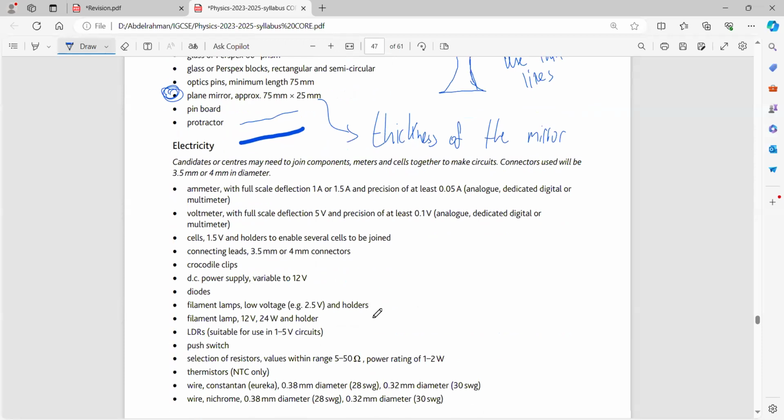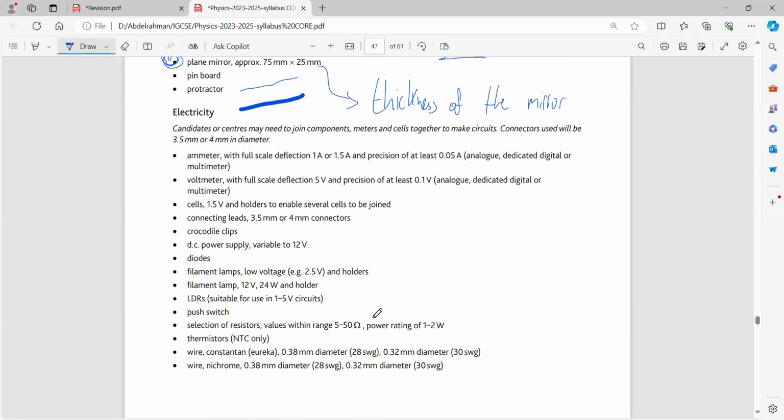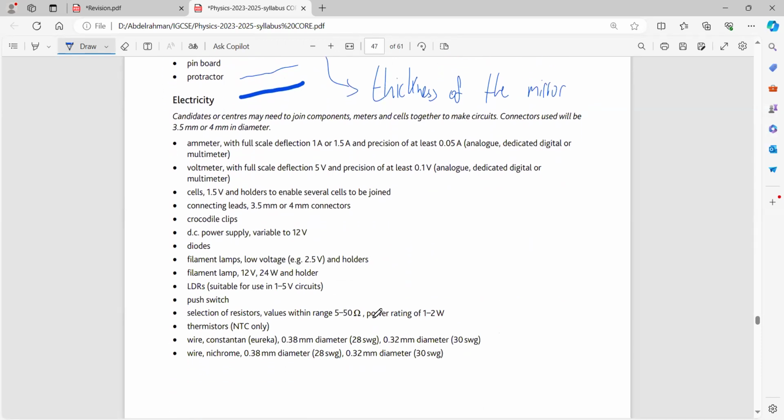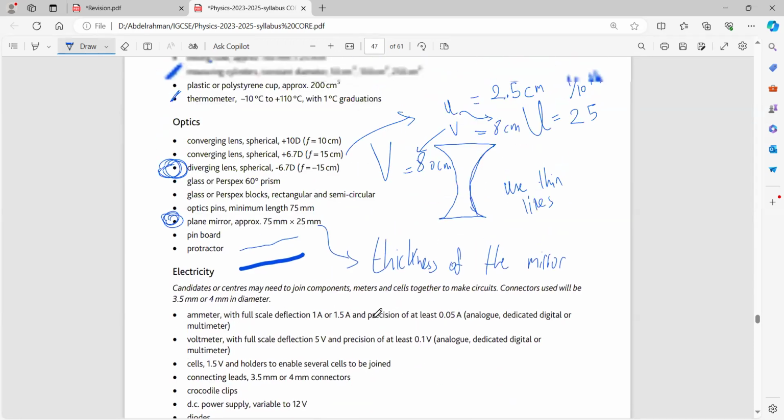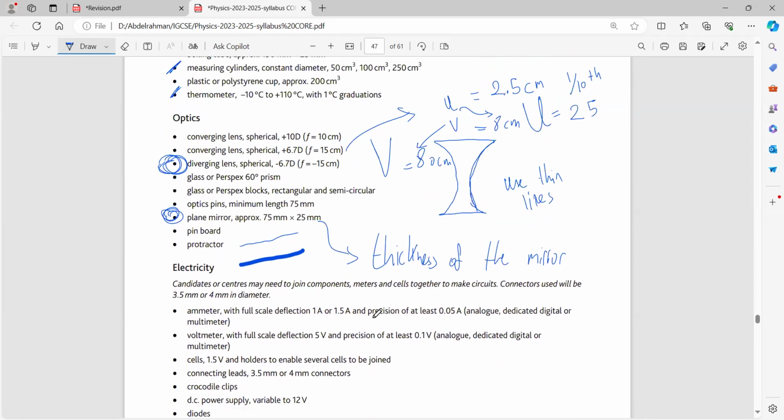Okay. Precautions, experiments, light source, precautions. I said that you don't have many precautions for this experiment. The precautions are: use thin lines. Make sure you view the bases of the pins. Make sure that the pins are at a suitable distance. These are the precautions for this experiment.